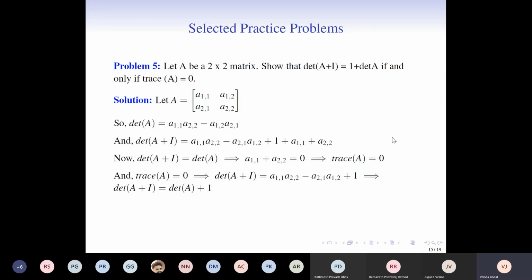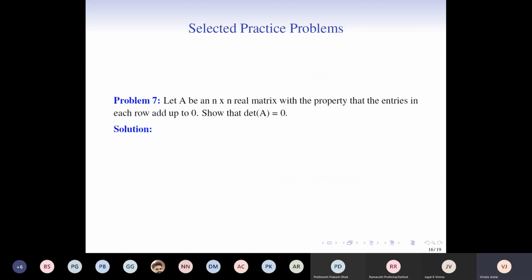So again, I don't see any doubts, so I'll move on to the next problem. The next problem was just a simple problem. It's just a use of row transformations and all that. So we have an n cross n real matrix with the property that all the entries in each row add up to 0. So we need to show that the determinant of A is 0.